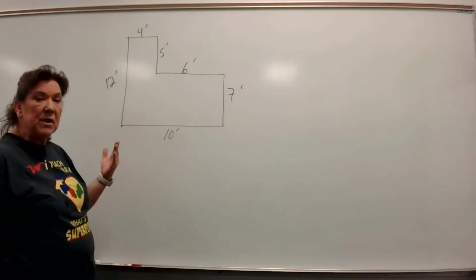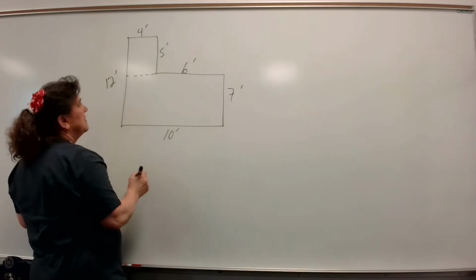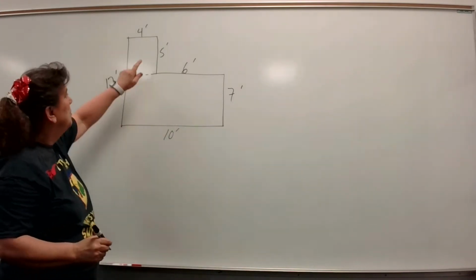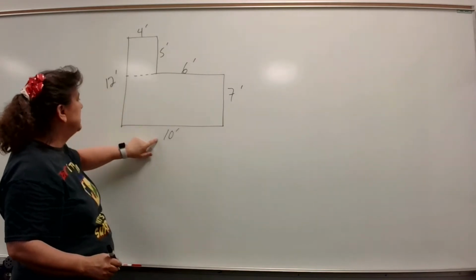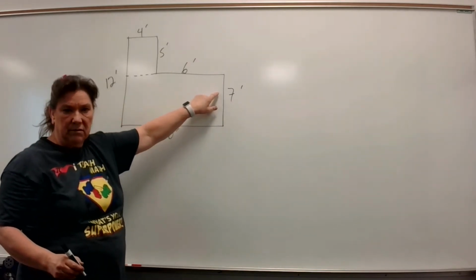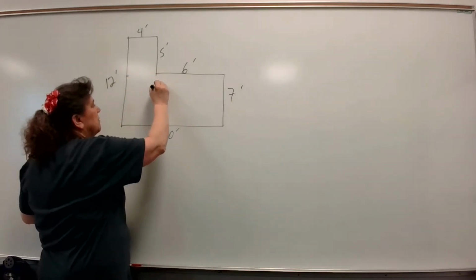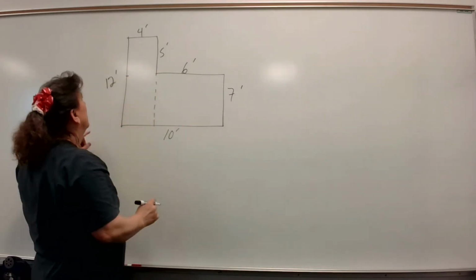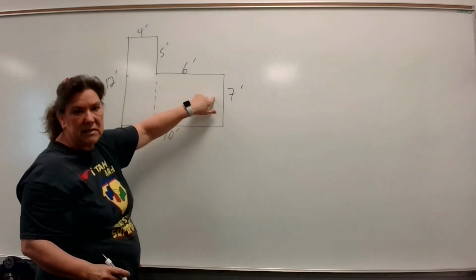Now we have two possibilities. We can either divide this into two rectangles, like that, which would be one that's 4 by 5 and one that is 10 by 7, okay? Or we could have divided it this way, and it really doesn't matter. This one would be a 12 by 4, and this would be a 6 by 7.